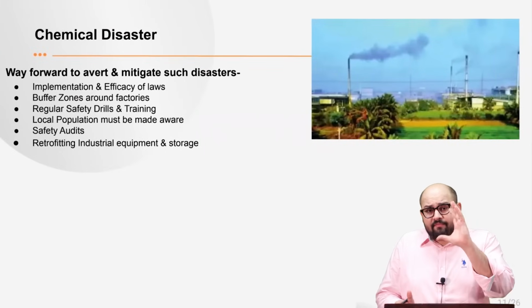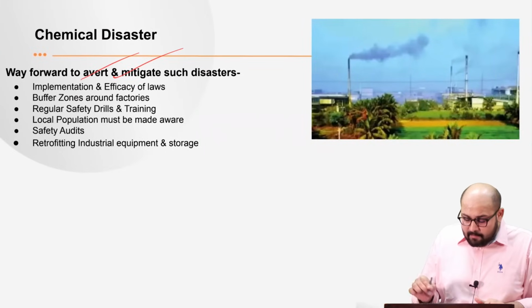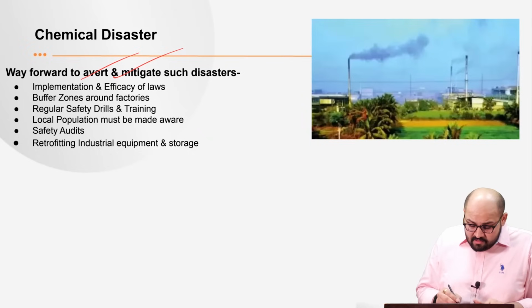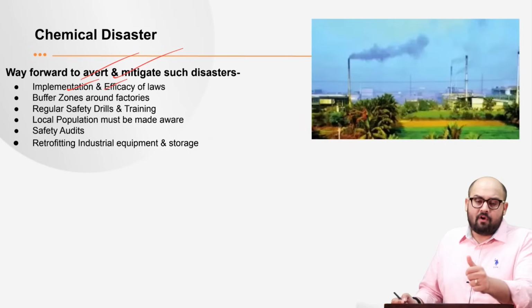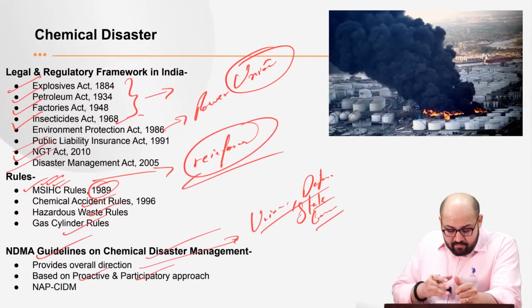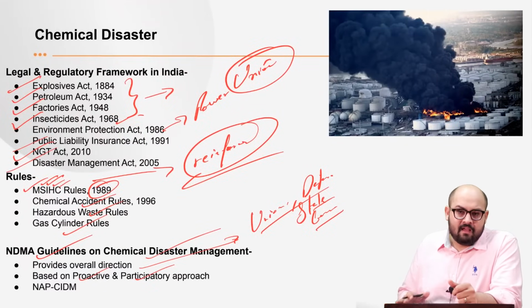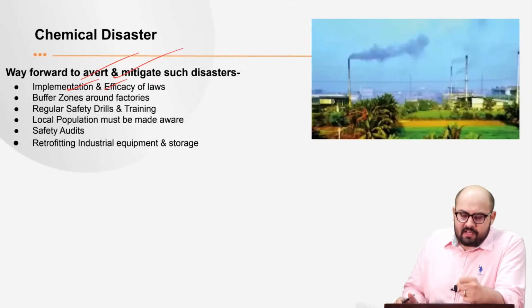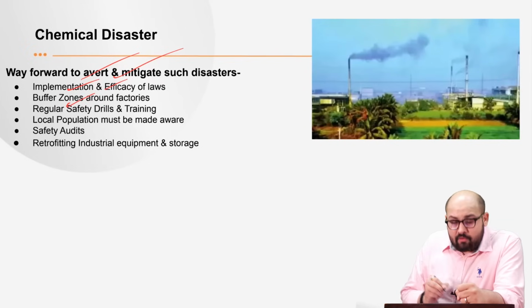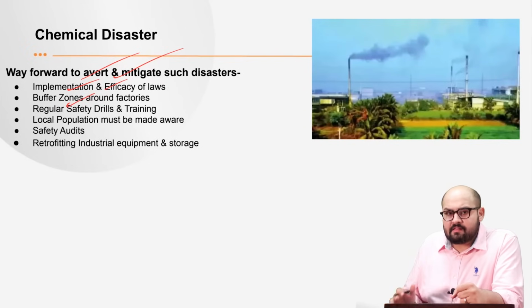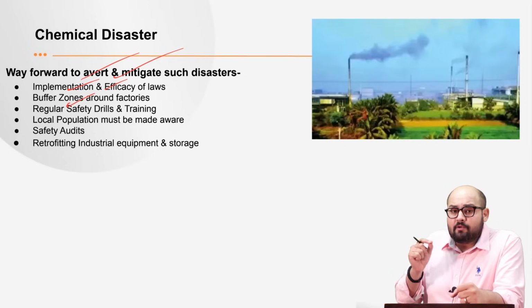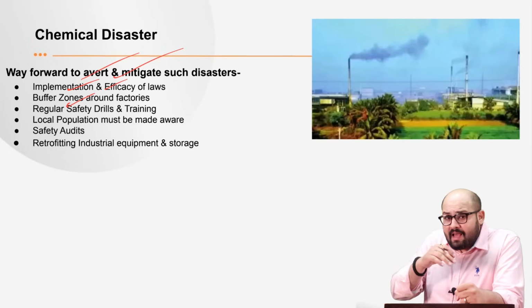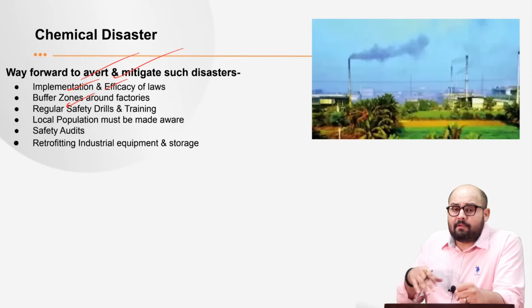Now, what should be the way forward for averting and mitigating such disasters? The first is the implementation and efficacy of laws. We already have a lot of rules, regulations and laws in place. The point is, these are not effectively followed. The implementation is lacking, so there needs to be robust implementation. Then buffer zones around factories need to be there. What it means is, industries producing harmful chemicals or materials should have a buffer zone so that the local population living around the industry can be protected.